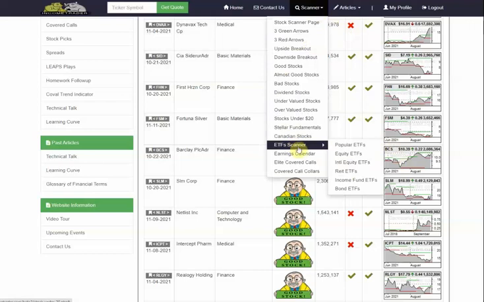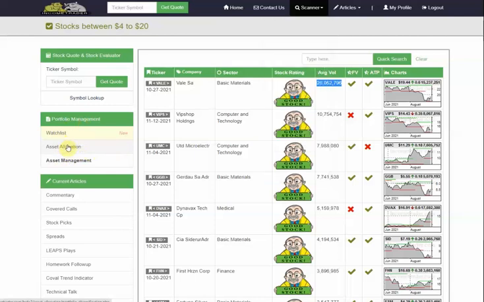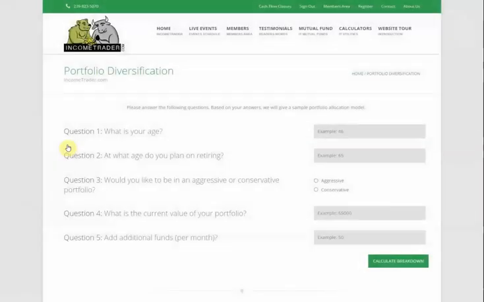So lots of really cool scans on here. We're going to go through a lot of these. Earnings calendar, elite covered calls, ETFs. What are some of the best ETFs through here? A lot of just really good stuff. Now, the last part I want to cover over here is the portfolio management watch list area. Let's start over here first with asset allocation right here in the middle section, and then we'll end with watch list.